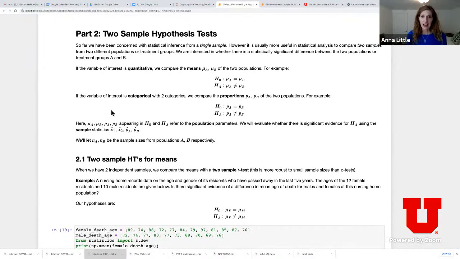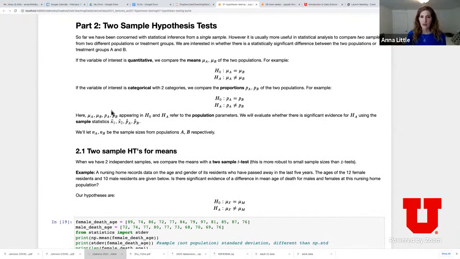There are a lot of different variations, but the main 2 to be aware of are, first of all, if your variable of interest is quantitative, so you're recording a numerical measurement, you often want to compare the means. I'll call this mu A and mu B of 2 populations. For example, your null hypothesis would be the mean in population A equals the mean in population B, and your alternate would be that they are not equal. You could also have a one-sided test. This is just how the 2 sets are set up.